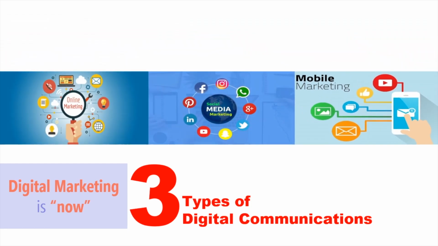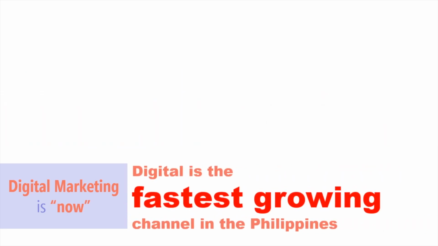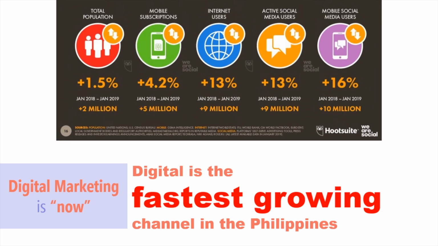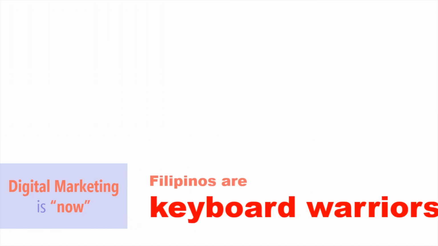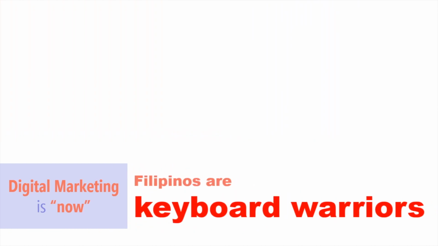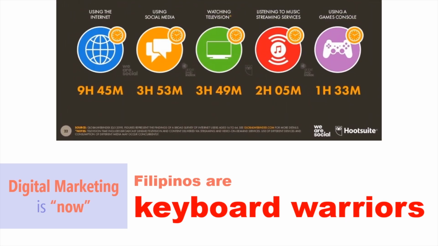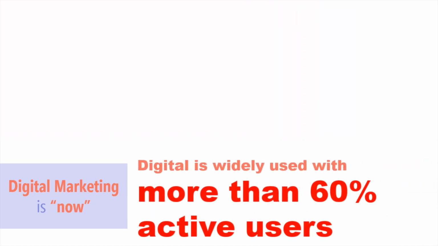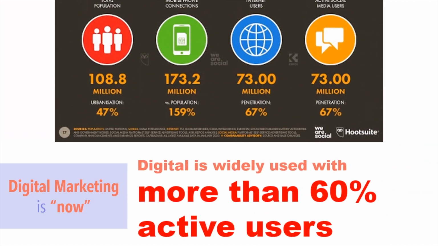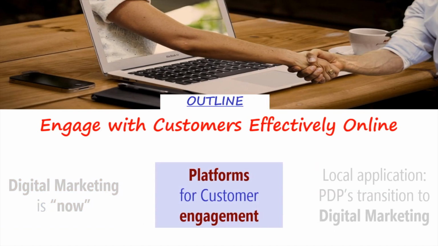Now, why should we adapt to digital marketing? Because it is the fastest growing channel. Significant growth is seen year on year, which means that we are very active. In other words, we are keyboard warriors. We spend more time online than we should, more than taking this class for 2 hours. In fact, we are so present that more than 60% stay active on social media, which brings us to the next point. What are the best suited platforms to engage with customers?